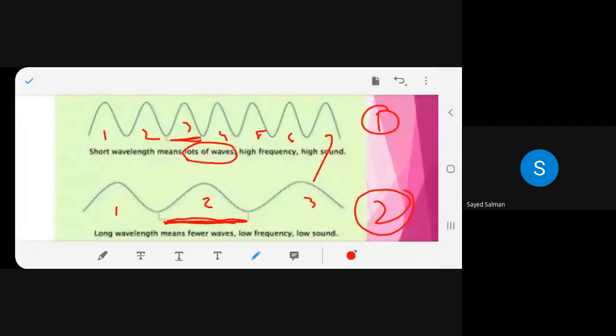You understand? It should be a loud sound. In case of a long wave, that means the waves are few. The waves are few, frequency is low. So obviously the sound will be feeble, that is, the sound will also be low. Any problem? I hope you understood the difference between the short wavelength sound and the long wavelength sound.